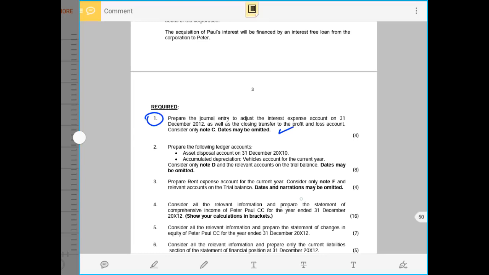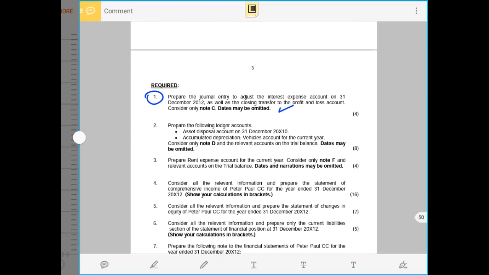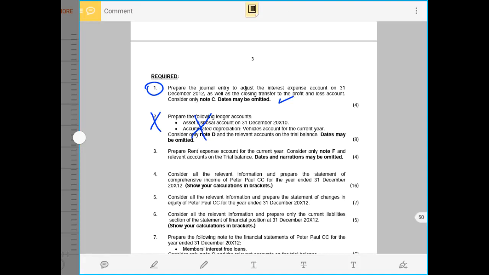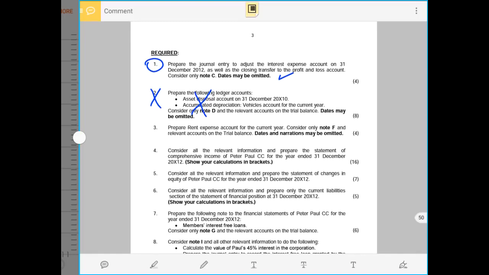The second requirement is to prepare the following ledger accounts: asset disposal and accumulated depreciation. That one I will not do, as I have mentioned previously that asset disposal this year was done last term and you will not be tested on that in this term.